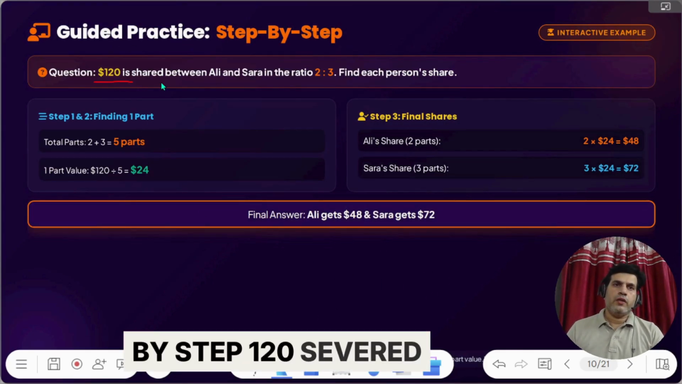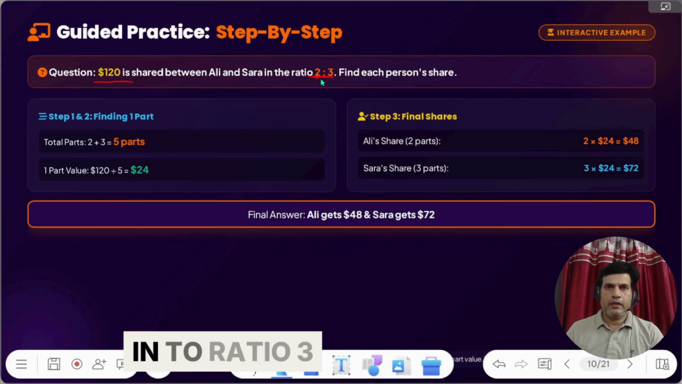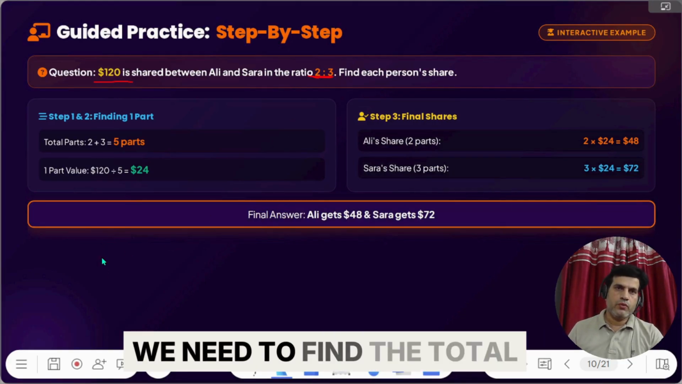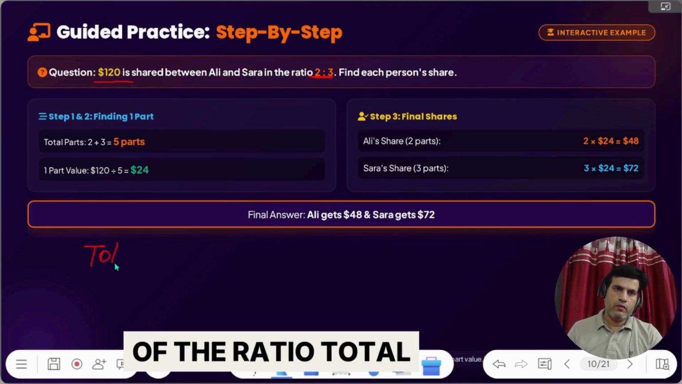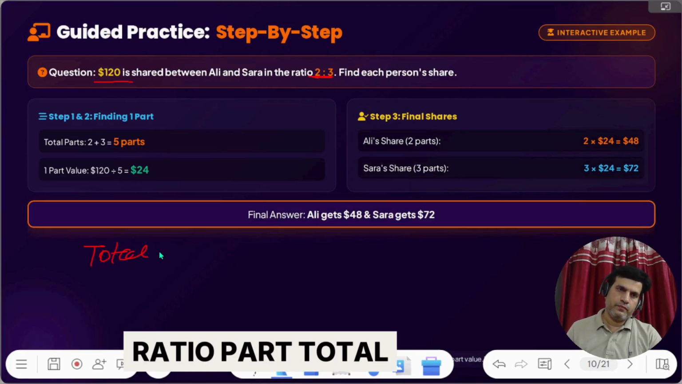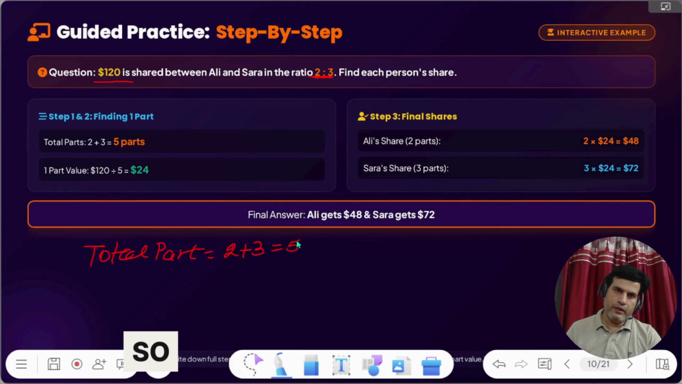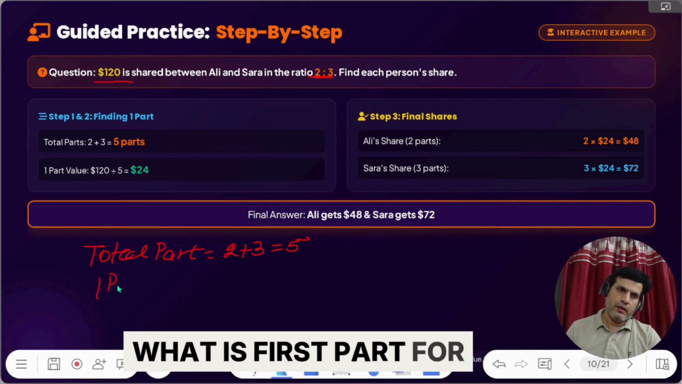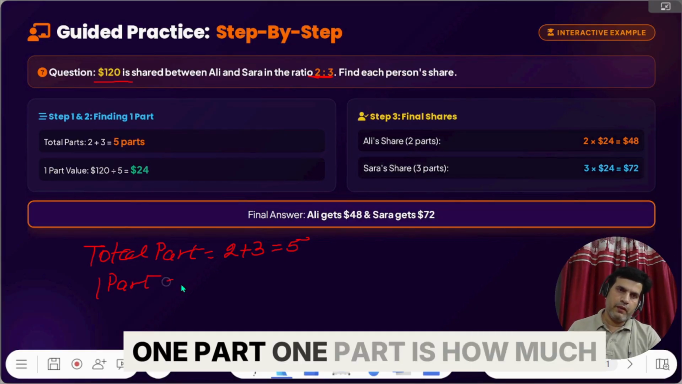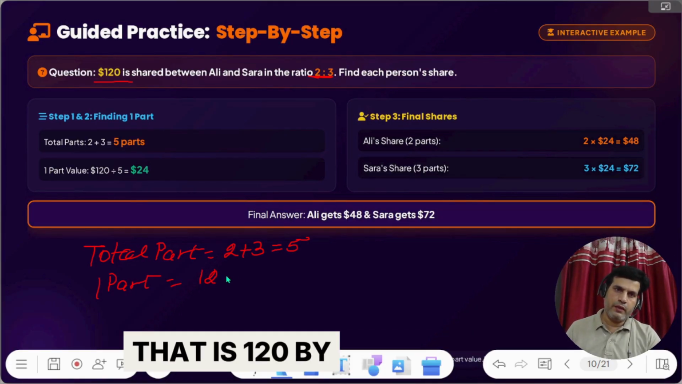Step by step: 120 is saved between Ali and Sarah in the ratio 2:3. So first we need to find the total of the ratio parts. Total parts, that is 2 plus 3, 5. So what is one part? One part is 120 by 5.